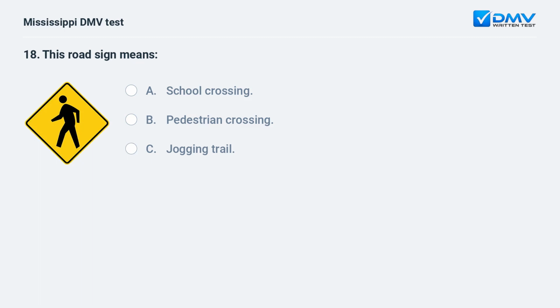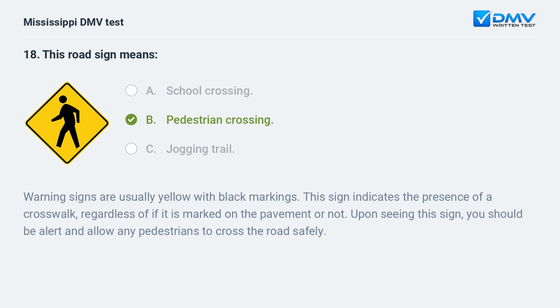This road sign means A. School crossing, B. Pedestrian crossing, C. Jogging trail. B. Pedestrian crossing.